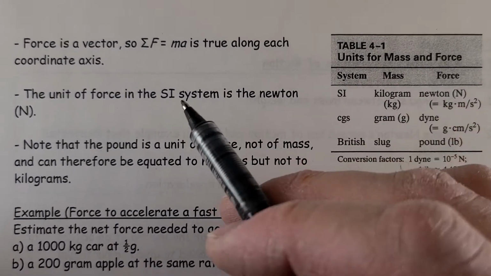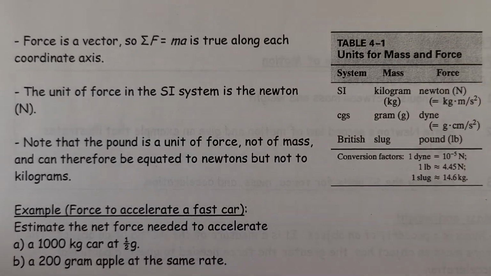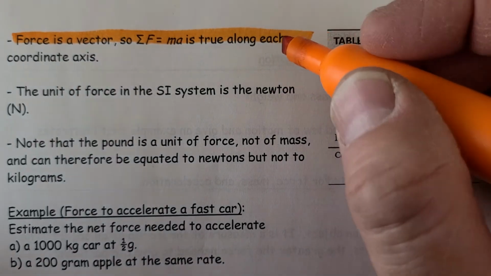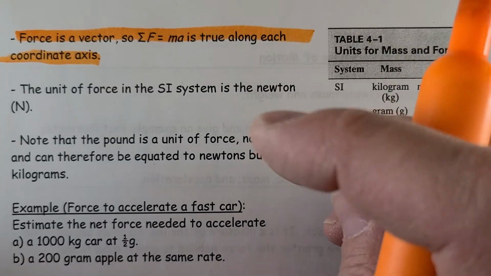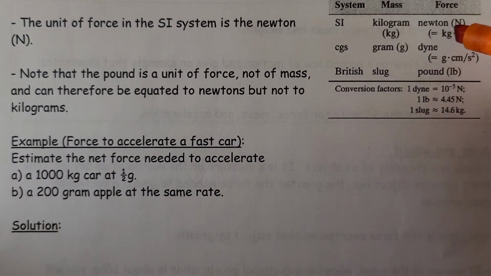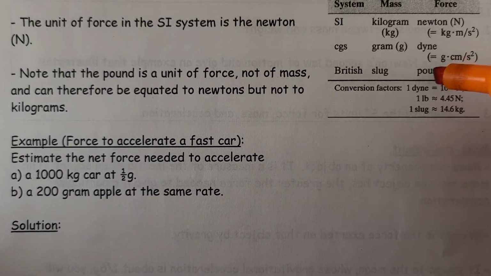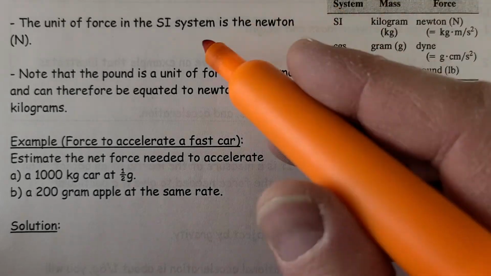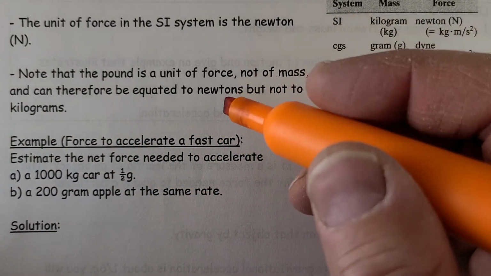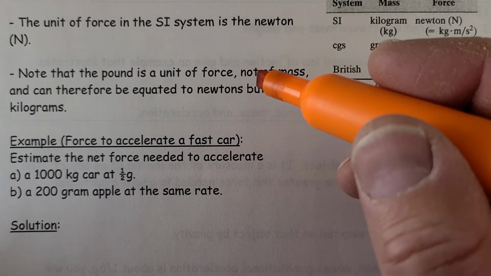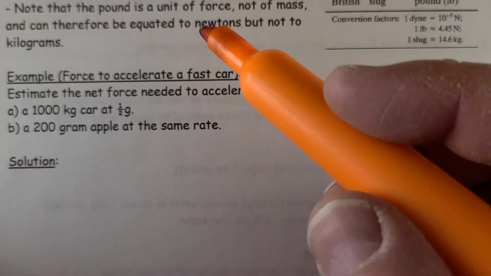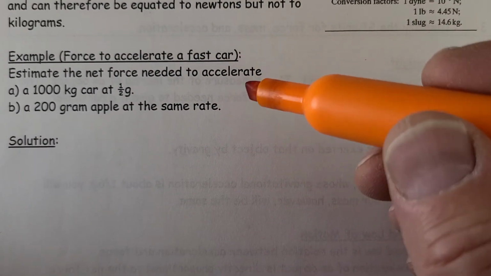All right, so if you look at the flip side here, force is a vector, of course. So F equals ma is true along each coordinate axis. The unit of force in the SI system is the Newton. Some other force units that have been used are the dyne, pound, etc. But we'll stick to the Newton. Note that the pound is a unit of force, not of mass, and can therefore be equated to newtons but not to kilograms. So, example: force to accelerate a fast car.